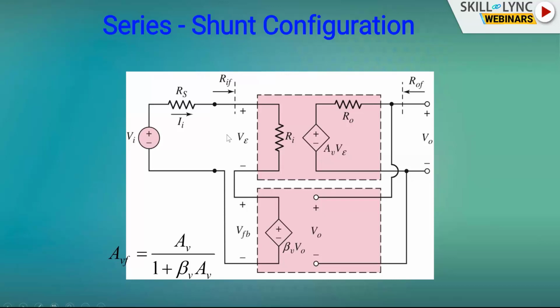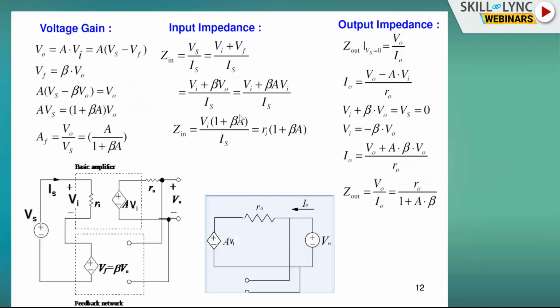Okay, so this is the left hand side, and on the right hand side, VE is the input voltage for the amplifier. Therefore, AV is the gain, and AV into VE is the output, and R0 is the output resistance, and V0 we are going to have from AV into VE. Okay, hope you understand the system we have. So we are going to see what happens to voltage gain, input impedance and output impedance.